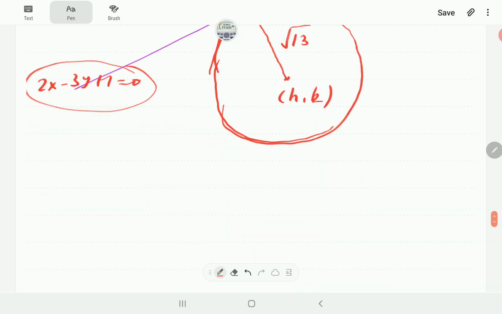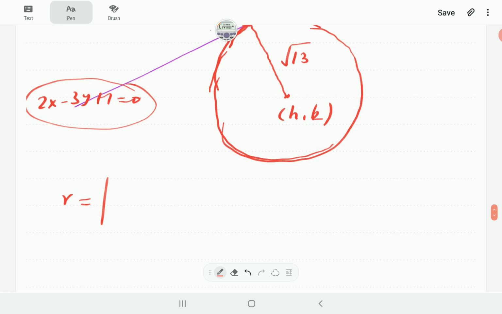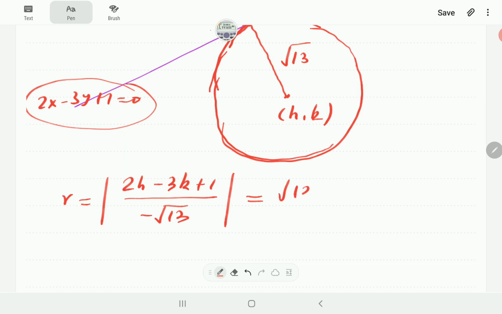So we're going to say the radius is going to be the magnitude of, if we write this in normal form, we're going to have to divide by the square root of 2 squared plus 3 squared, which is square root 13. Then we're going to plug in h and k: 2h minus 3k plus 1. Then this is given to be square root 13. Okay.